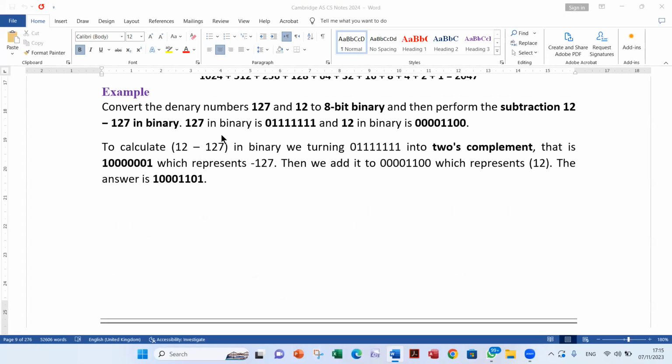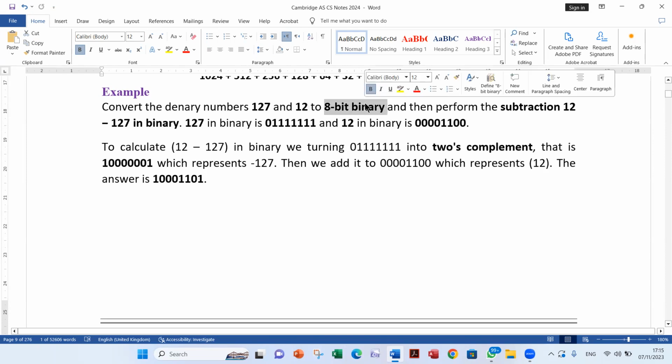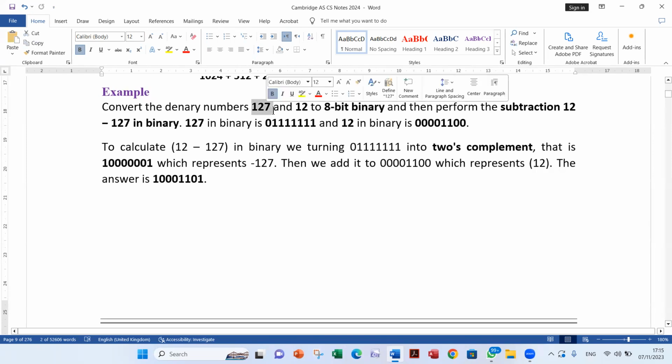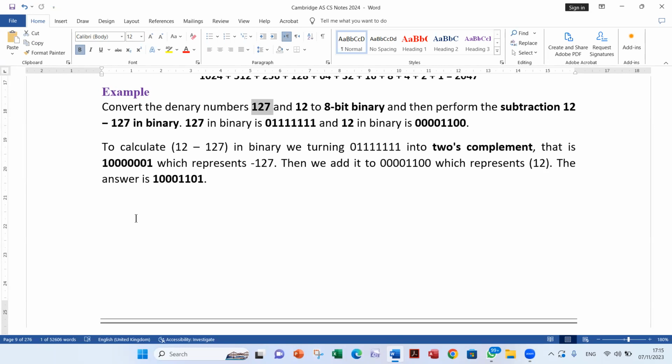Convert the denary numbers 1, 2, 7 and 12 into 8 bits binary. Okay? And then perform the subtraction of 12 minus 127. And you have to do this subtraction in binary, and you have to show your workings. I have a little problem.